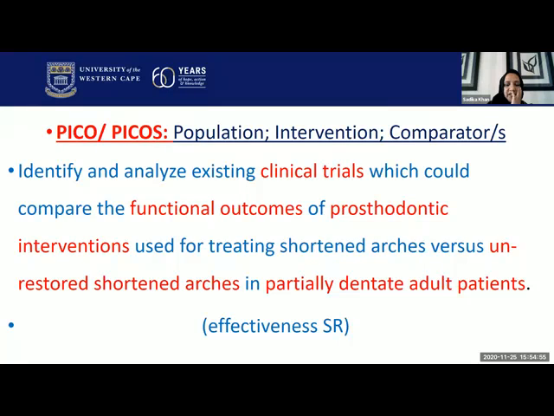In another one that I've used, the effectiveness systematic review that I conducted, and it was published a few years ago already, the question was to identify and analyze clinical trials which compare functional outcomes of prosthodontic interventions used for treating shortened arches versus unrestored shortened arches in partially dentate adult patients. So this question, we also classically use the PICO format. And of course, I included the S for the study designs. So here you classically have your clinical trials that are included. I used the word clinical trial here, not randomized, because then it would have excluded the non-randomized clinical trials. So I included randomized and non-randomized clinical trials in this question.